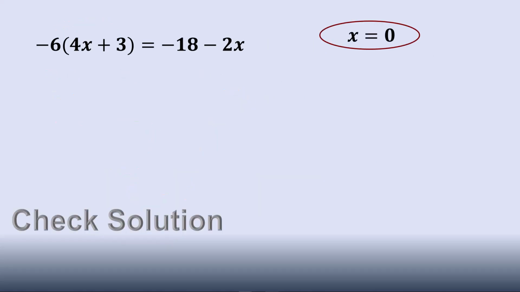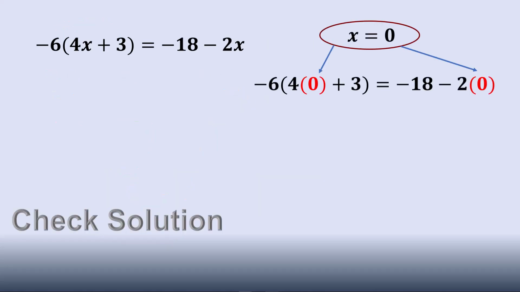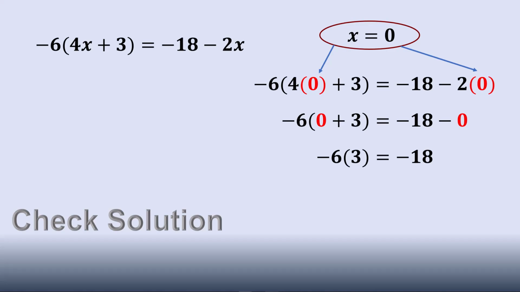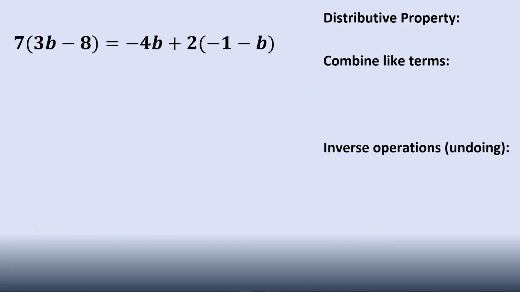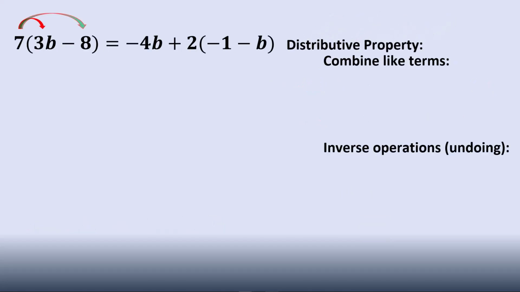We substitute x with 0 in 2 places. 4 times 0 is 0. 2 times 0 is 0. The zeros just drop out. Negative 6 times 3 is negative 18, which matches the other side. The solution checks out. Here we have the distributive property on both sides of the equation.